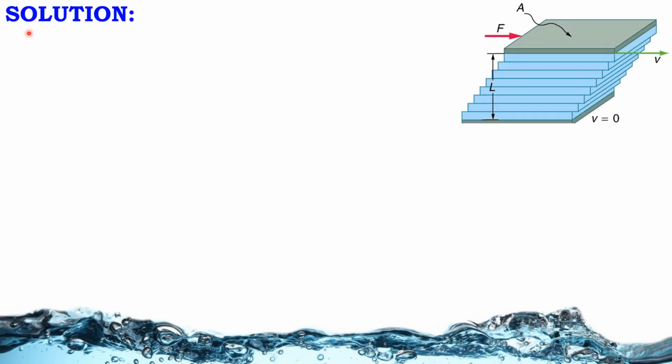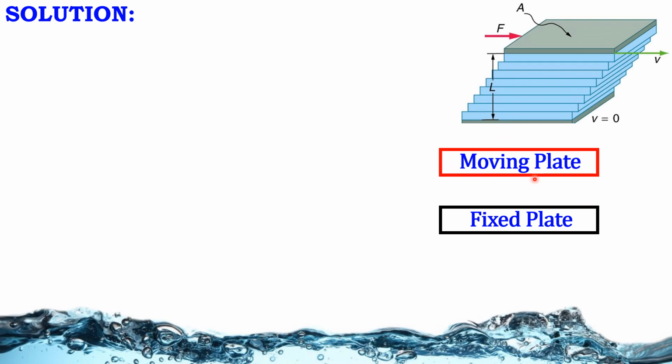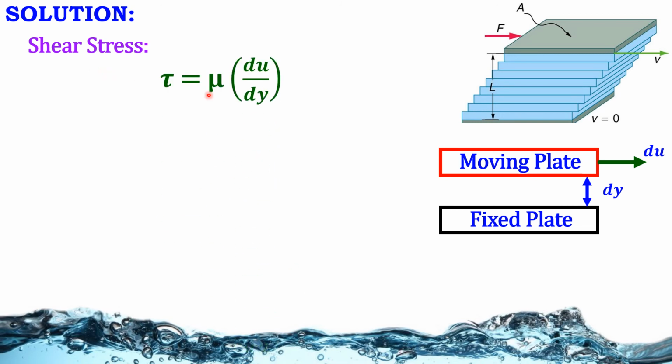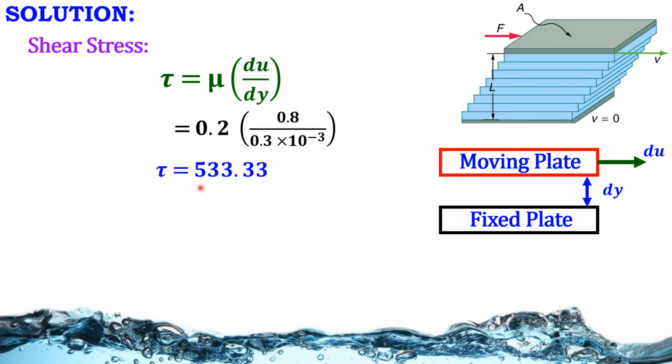Solution. This is our fixed plate and this is our moving plate. The distance between these two plates is dy. The moving plate moves at a velocity of du. First, shear stress. Formula tau is equal to mu into du by dy. Substituting the values of mu, du and dy, we get the shear stress tau is equal to 533.33 Newton per meter square.